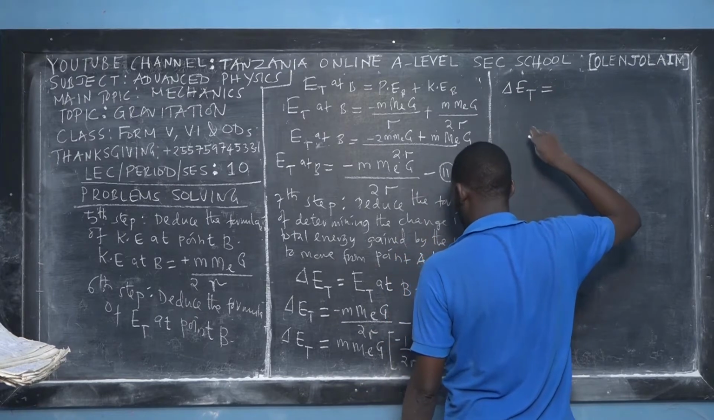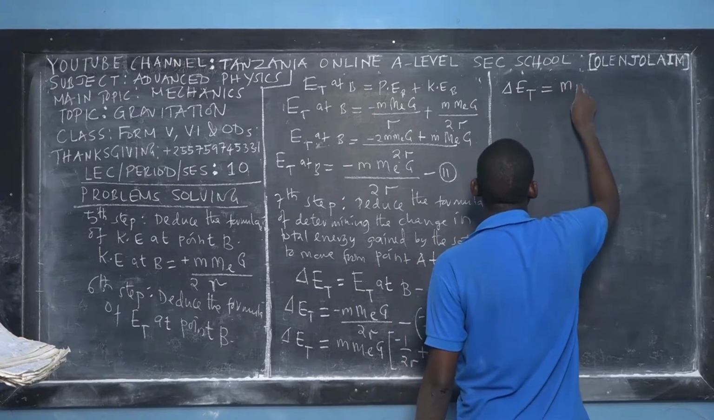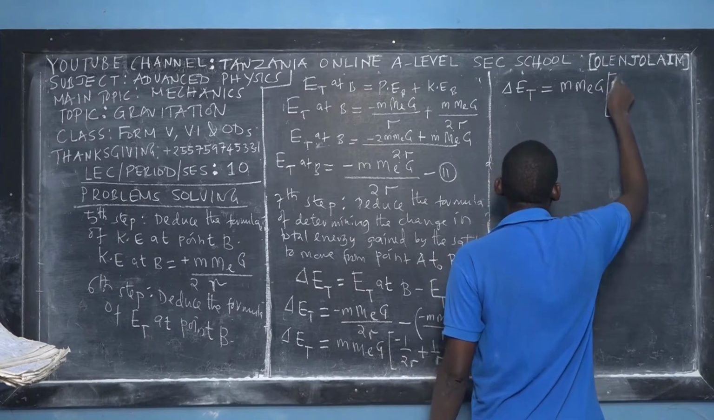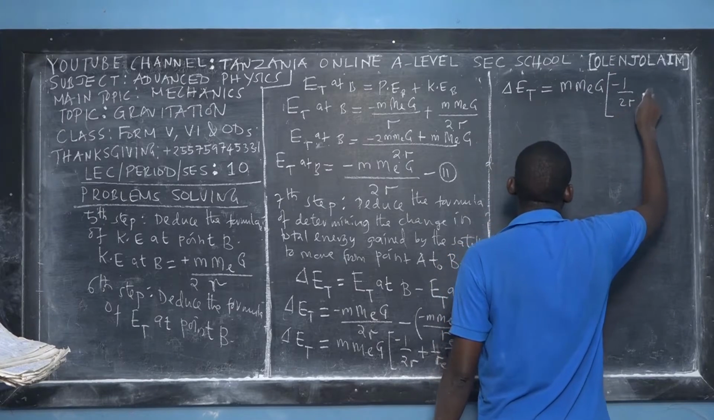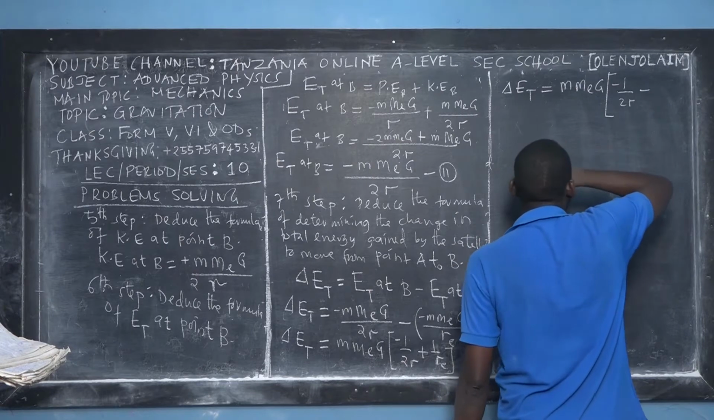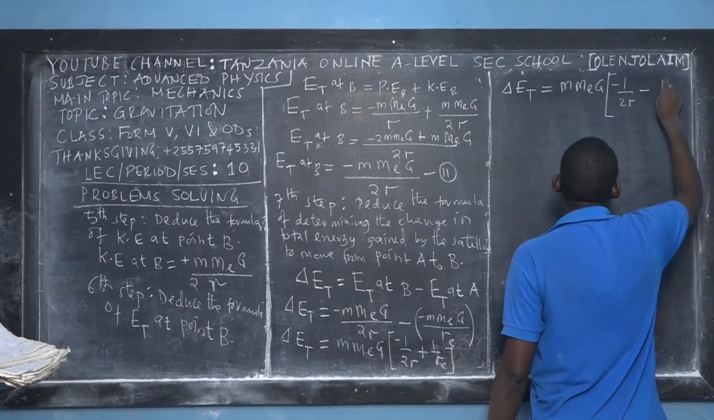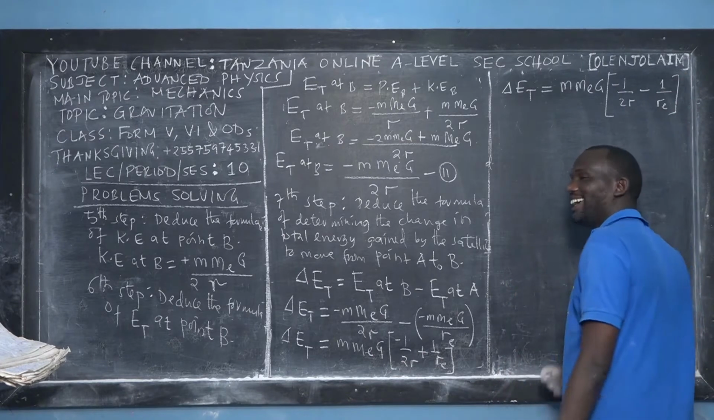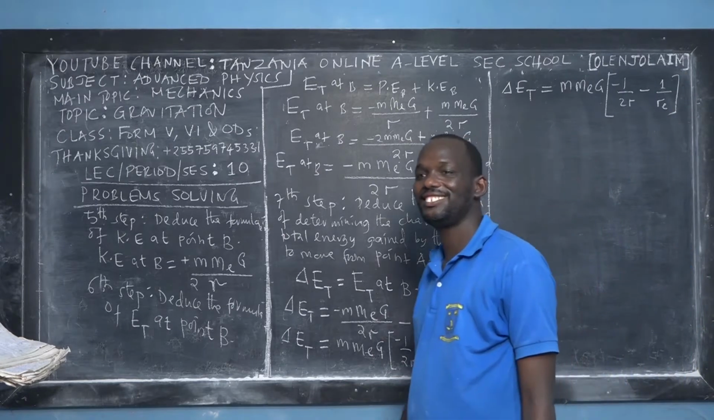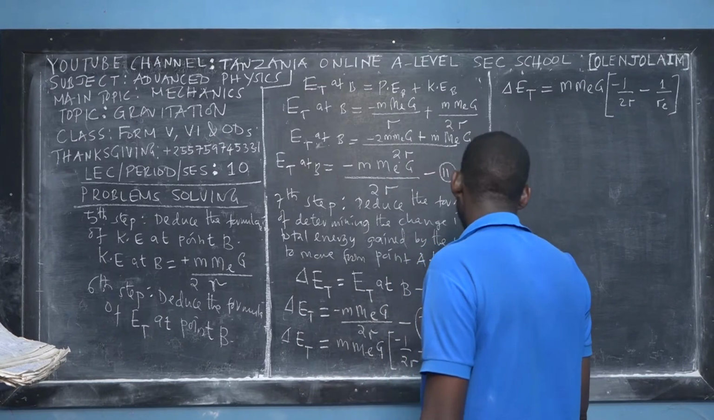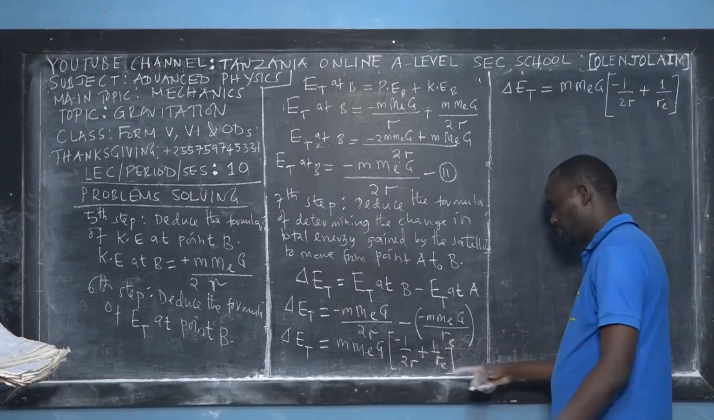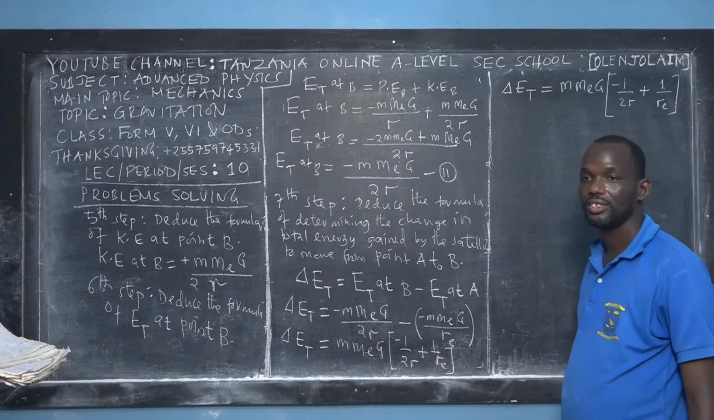This is equal to the mass of the satellite times the mass of the S times the gravitational constant, then negative 1 over 2r minus 1 over the radius of the S. So this is positive. I just copied this formula at this point.